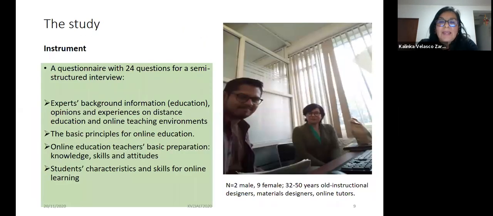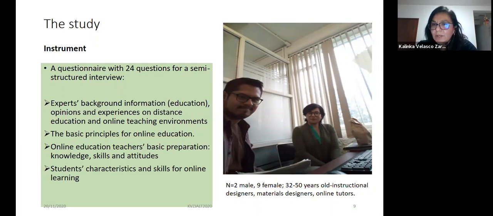So for the study, a questionnaire with 24 questions for a semi-structured interview was devised. The questions ask about the experts' background information, their education, their opinions and experience on distance education and online teaching environments. The questions also sought to get information about basic principles for online education and the online education teachers' basic preparation, knowledge, skills, and attitudes. Some other questions sought to get information about the students' characteristics and skills that are needed for online learning.